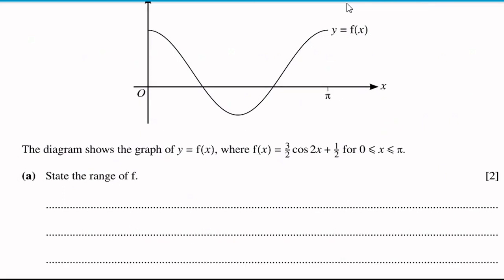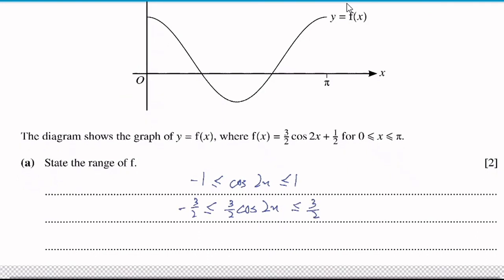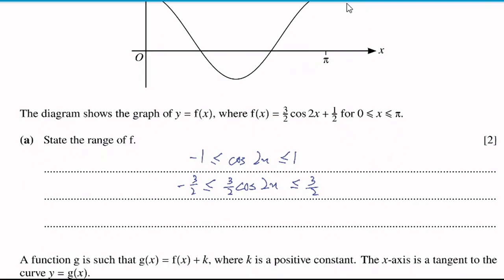It is actually something related to our trigonometry. Cos of 2x is supposed to be between -1 and 1 because it is a cosine function. If you have 3/2 of that, we just multiply by 3/2 for both the left and right hand side, the upper limit and the lower limit. If you have a plus a half, we just add a half to all the values there. This is to show the detailed working. So you need to state the range of f.